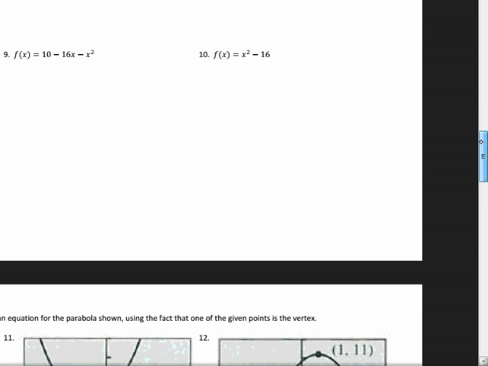Now let's scroll down a bit here. Oh, wait a minute. How on earth are you going to find the vertex on that? I'll give you a hint. It's already in vertex form. Just doesn't look like it. Who could tell me how I could write it slightly differently so I know the vertex? Yes, sir.